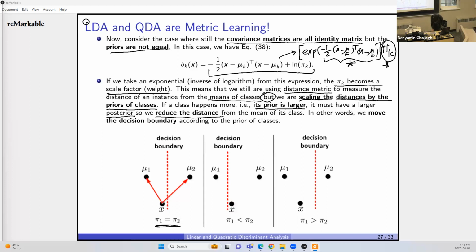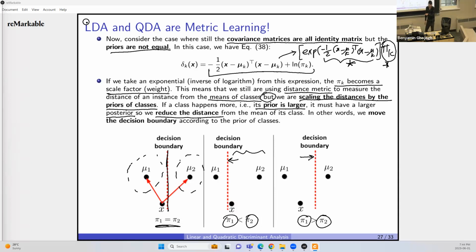Consider this: when pi 1 and pi 2 are equal, assume this is mu 1. Assume we have a cloud of data points here, and a cloud of data points here. Then the decision boundary is like this. But now assume pi 2 is more than pi 1, so class 2 is more probable to happen. Then it's like pushing the decision boundary toward here. Why? Because pi 1 times this becomes smaller, but pi 2 times this becomes bigger, so it gives a bigger region. If pi 1 is greater than pi 2, its prior is larger, so I'm pushing the decision boundary toward mu 2. Therefore, I have more region for class 1. So it's exactly playing around with the decision boundary in the space.